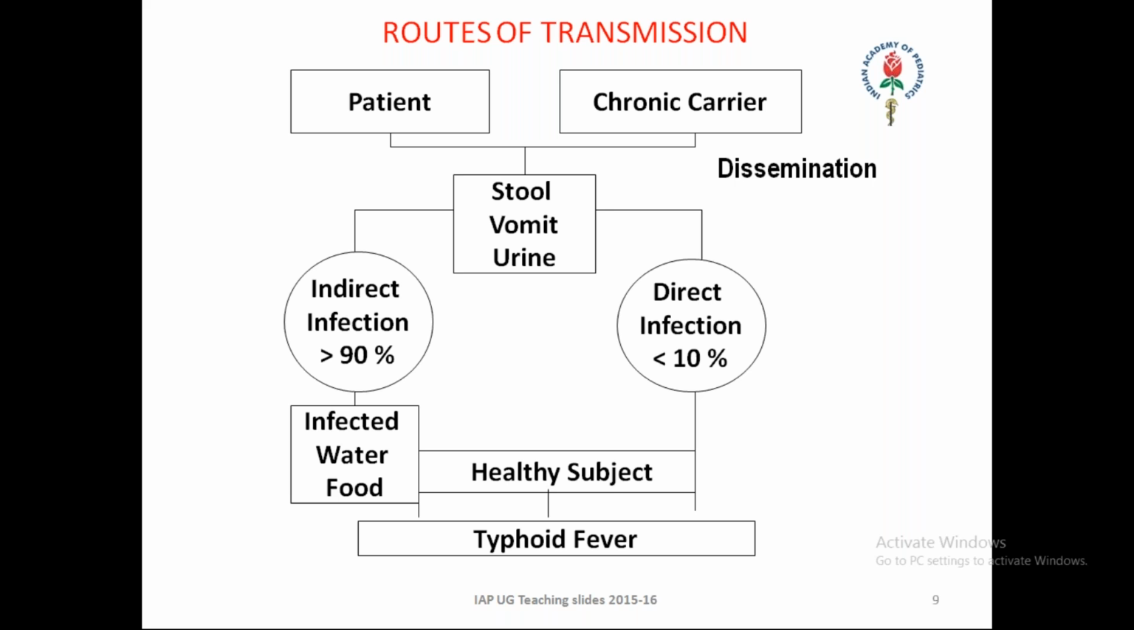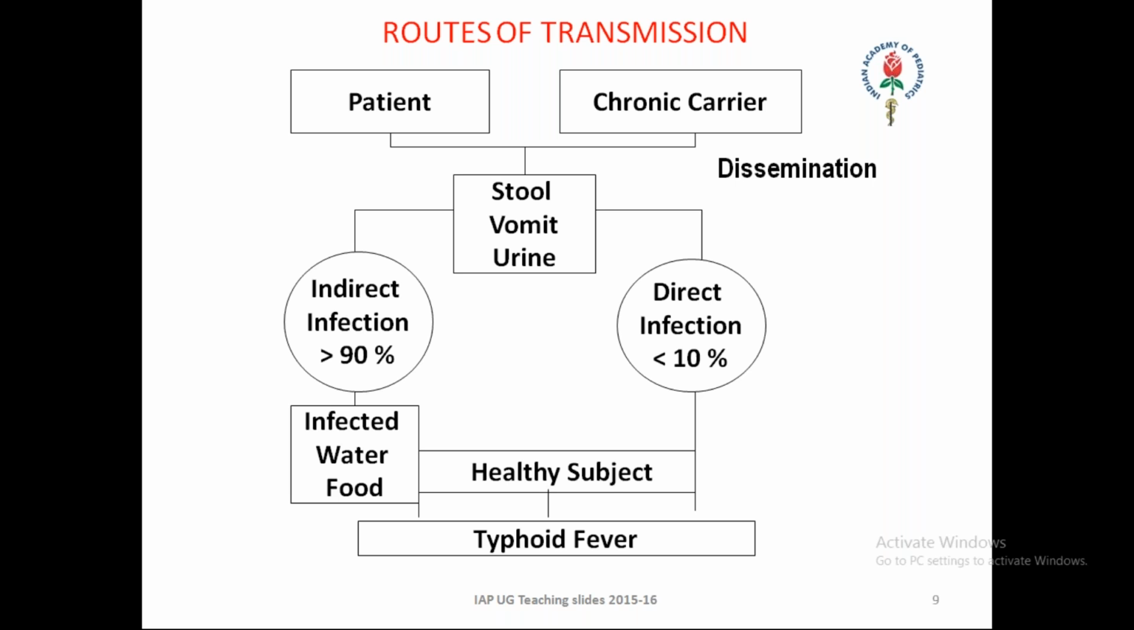So what are all the routes of transmission of typhoid? It might be the patient, or it might be the chronic carrier. Dissemination occurs through the stool, vomit, or urine. It can be direct infection, which is very less, less than 10%, which will cause typhoid fever, or indirect infections.